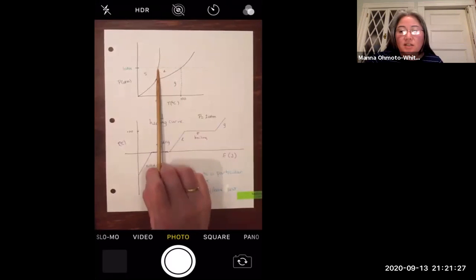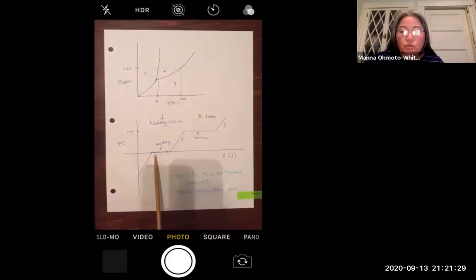So this does not show you what this shows you. This shows you that it takes energy to make the state change from solid to liquid, and during that time there's no change in temperature. And again, this line tells you that it takes energy in order to transform from a liquid to a gas.